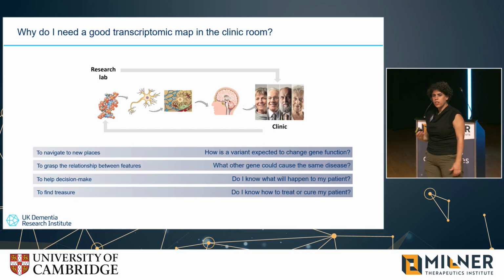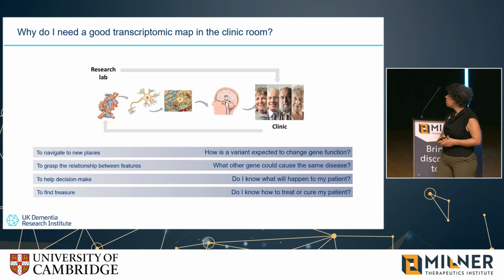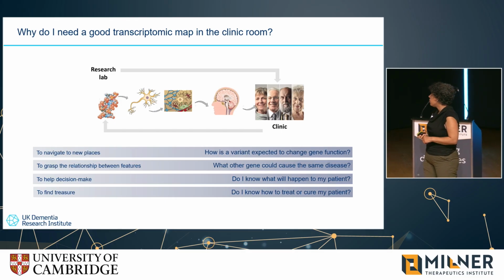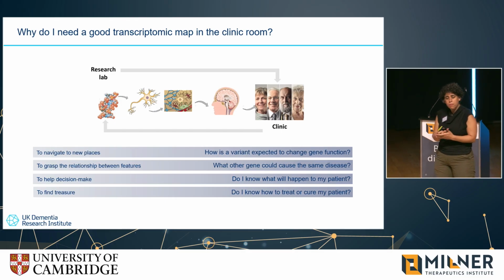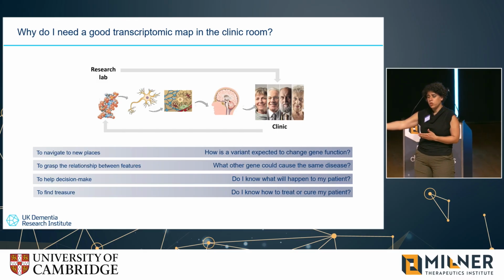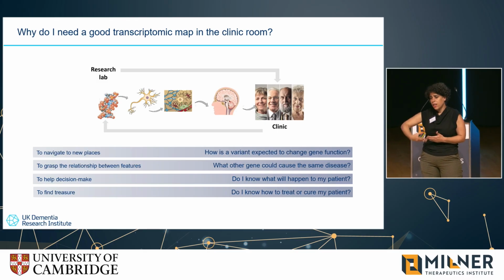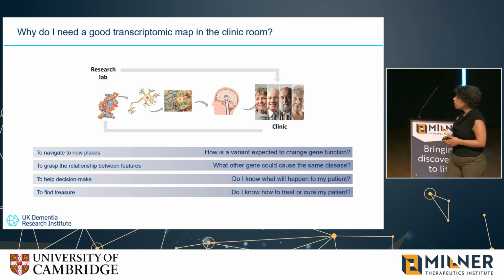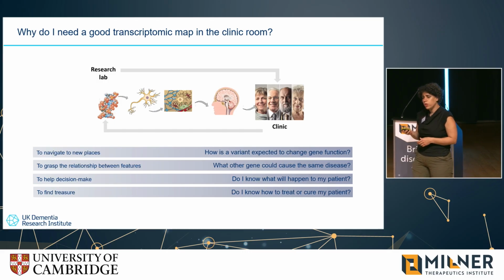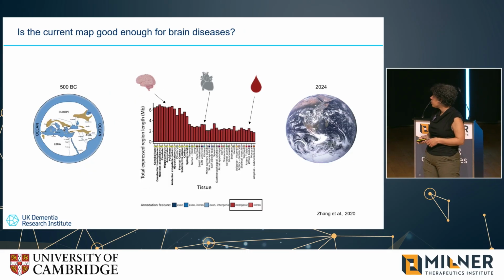I need a map which tells me what that genetic variant potentially does to the gene's function. I need that map because I might want to know what other gene could cause the same disease, what similarities there are in these structures. And I might want that map to help plan ahead. So for example, with repeat disorders, how many repeats? How early will the disorder emerge for that patient? And I might want that map, most importantly, to find treasure, to be able to define a treatment or cure for my specific patient.